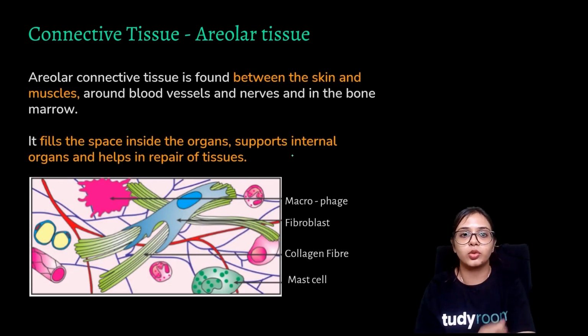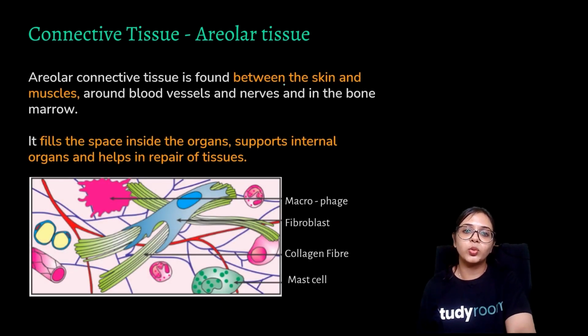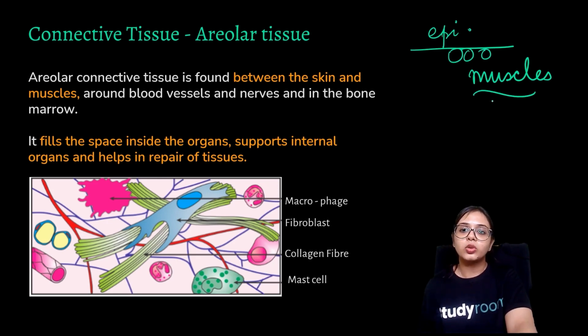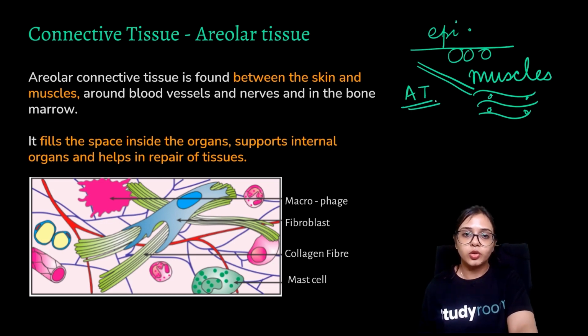Then we have the areolar tissue. It's another kind of connective tissue that is present between the skin and muscles. So if you have the outermost layer of epithelial cells, and then you have various muscles, that tissue that connects these epithelial cells to the muscular cells, these cells are your areolar tissue.